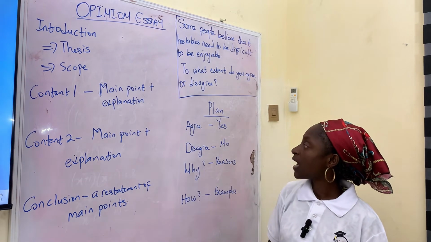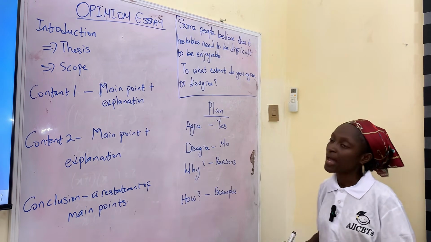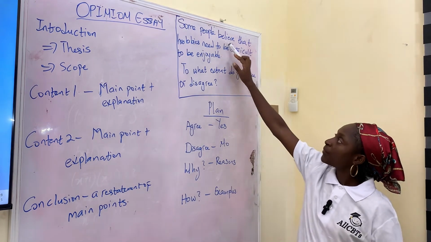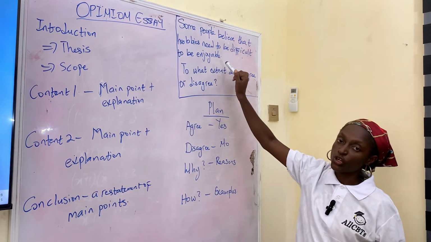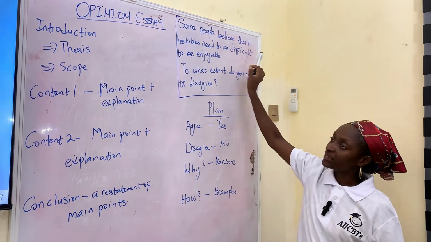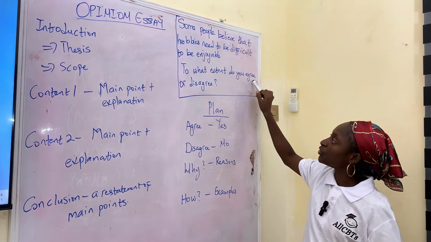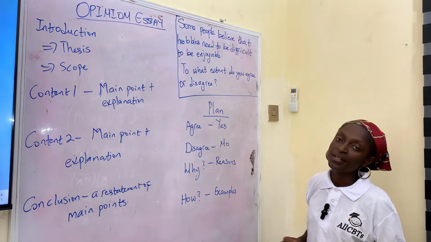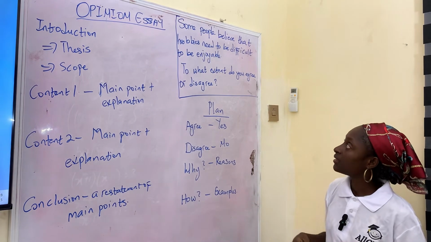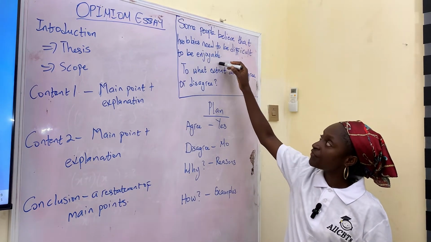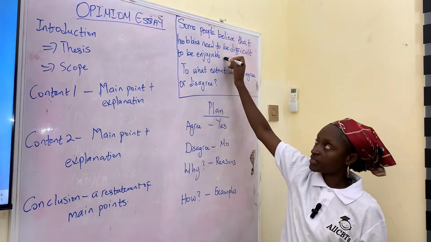Now let's look at an example. We have, some people believe that hobbies need to be difficult to be enjoyable. To what extent do you agree or disagree? Now, under examination situation, if you have to write this essay, this is where you are going to rephrase any aspect of the topic.